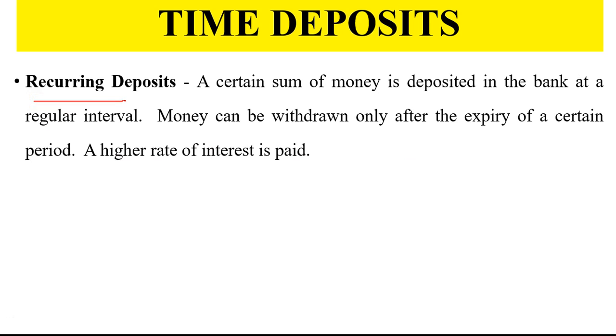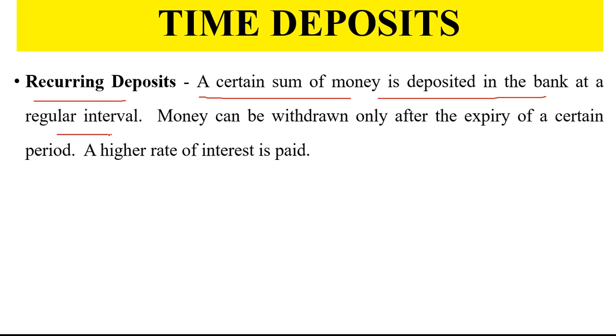Next is recurring deposit. Now, what is a recurring deposit? A certain sum of money is deposited in the bank at regular intervals. Now, what is a fixed deposit? For a fixed amount you are investing with the bank, means you are depositing with the bank for a fixed time period, for 5 years, 10 years and so on.